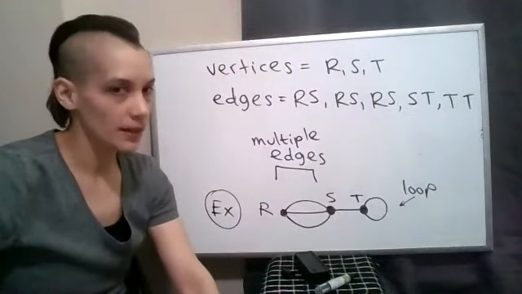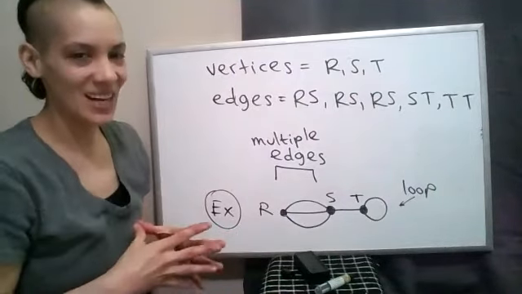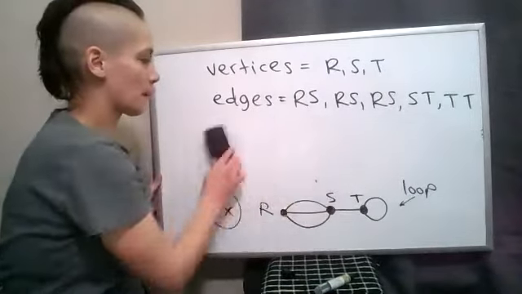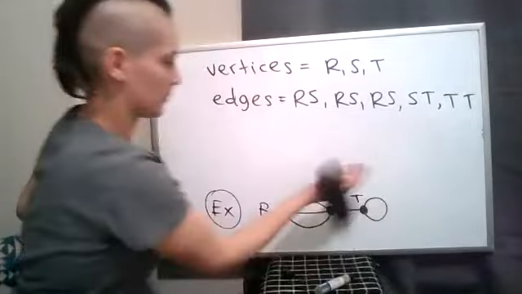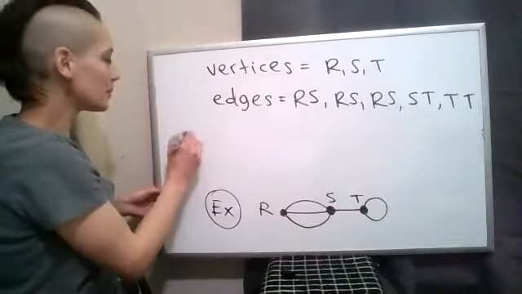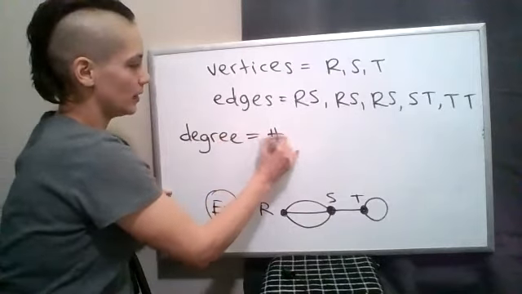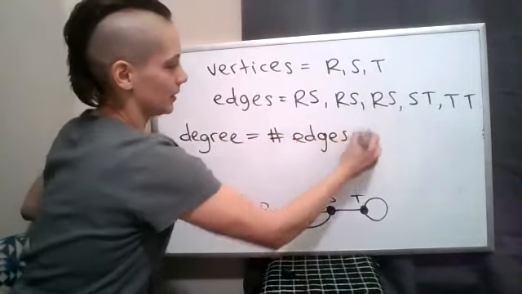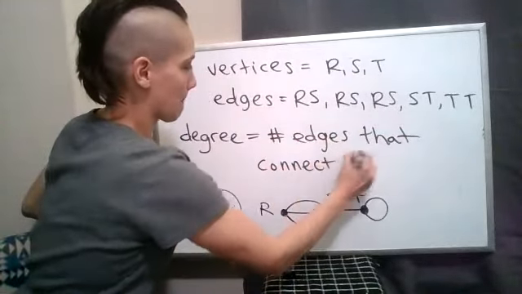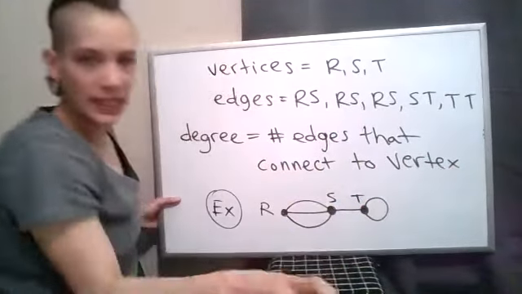Let's go on to talking about degree. So the degree of a vertex is the number of edges that touch or that connect to the vertex. Okay, degree. Number of edges. Or maybe to like a vertex.